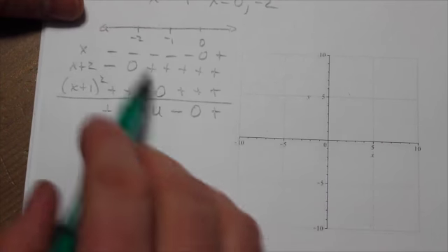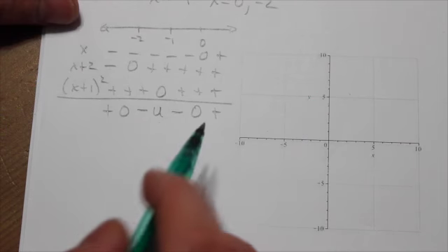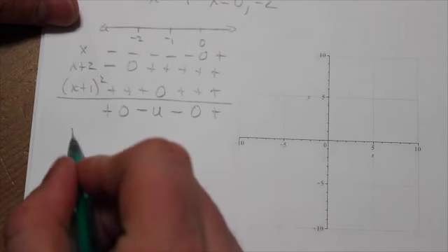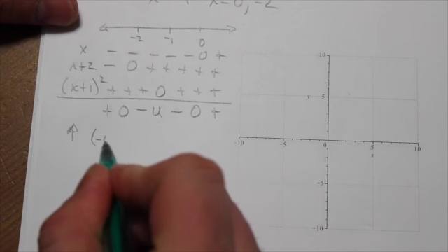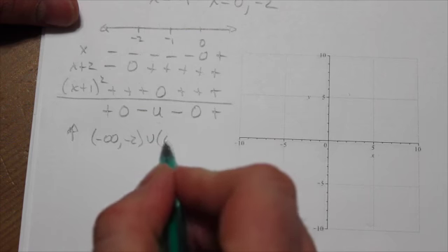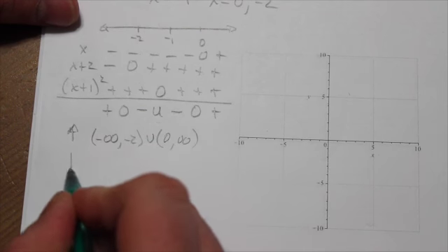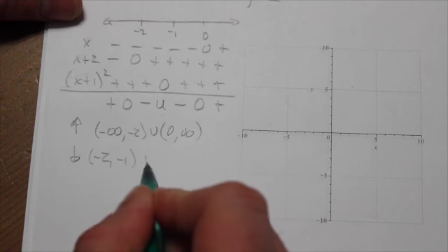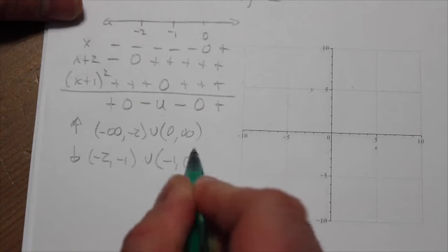So based on what we're seeing here, again, remember, these correspond to intervals along the number line. This is going to be increasing on the interval -infinity to -2, union 0 out to infinity, and it'll be decreasing on the intervals -2 to -1, union -1 to 0.